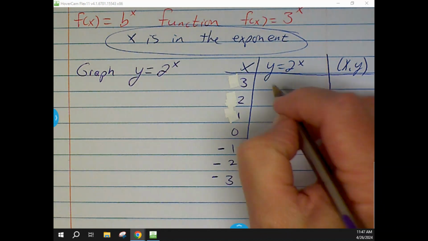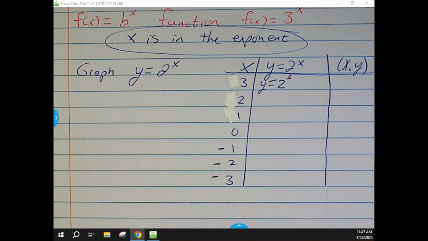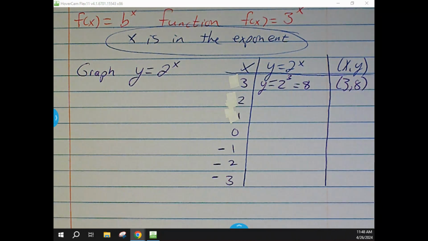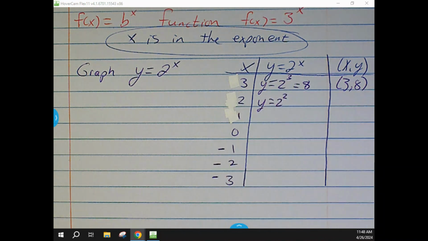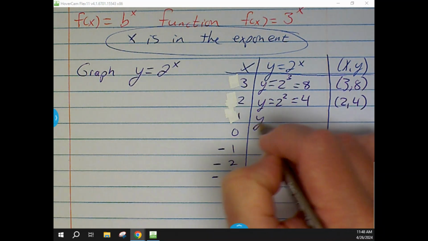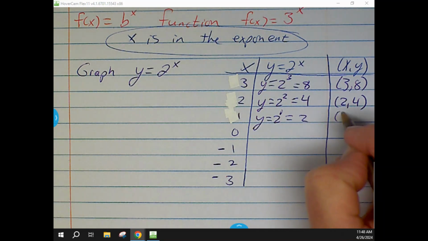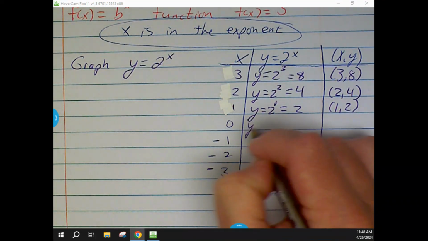If you plug in 3, y is 2 to the third power. 2 times 2 is 4, 4 times 2 is 8. So your first ordered pair would be (3, 8). For the second one, 2 squared: 2 times 2 is 4. For the 1, 2 to the first power just means there's one 2, so the answer is just 2. Now here's the good question, it's been a little bit since we've done this one: what happens if you do 2 to the 0 power?